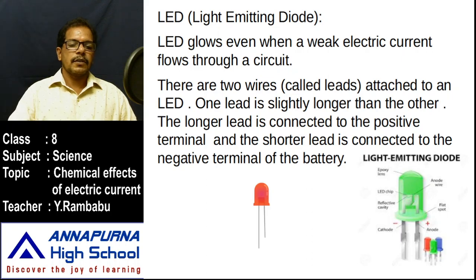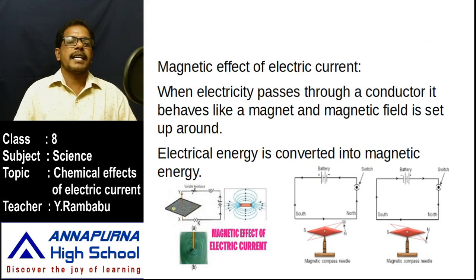Okay, in the circuit. Then the other effect of electric current is the magnetic effect of electric current. What is this magnetic effect of electric current? If current flows through a conductor, that means a straight conductor is taken, automatically it behaves like a magnet.